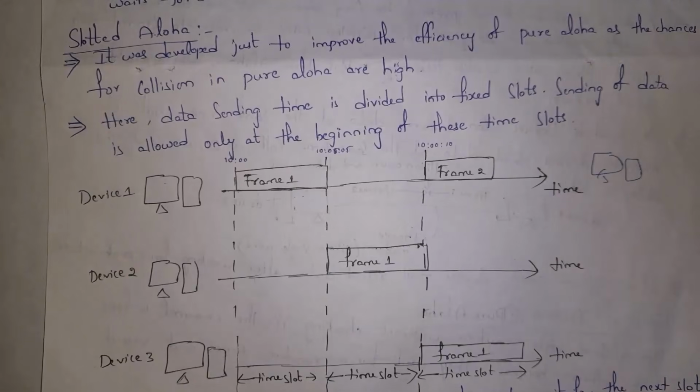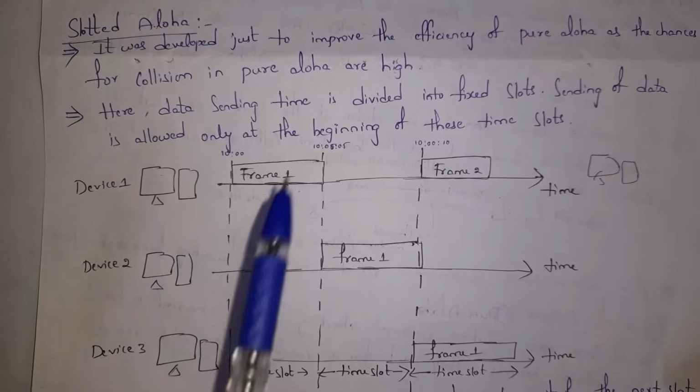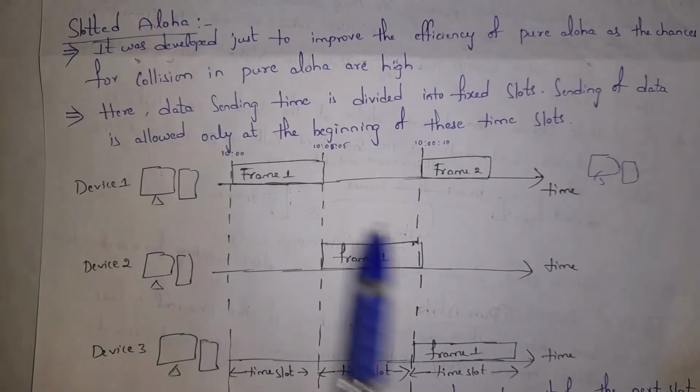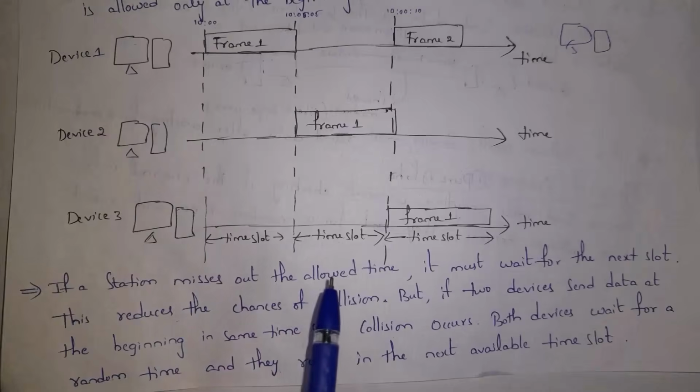But when compared to pure Aloha, collision chances are much lower because data will be transferred only at the beginning of a time slot. If a computer misses its allotted time, it must wait for the next time slot. This reduces the chances of collision. But if two devices send data at the beginning of the time slot, again collision will occur.